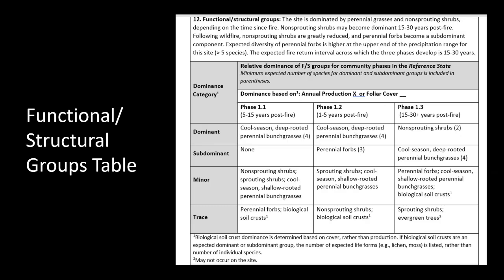Another key change is that a functional structural groups table has been added to the reference sheet requirements for indicator number 12. The functional structural groups table describes the expected relative dominance of plant functional structural groups in the plant community phases that occur within the reference state. This table will become part of the description for indicator number 12. Note that these tables are only available for a few ESDs at this point, so this table will need to be developed following the instructions in Appendix 1 prior to completing assessments using version 5.